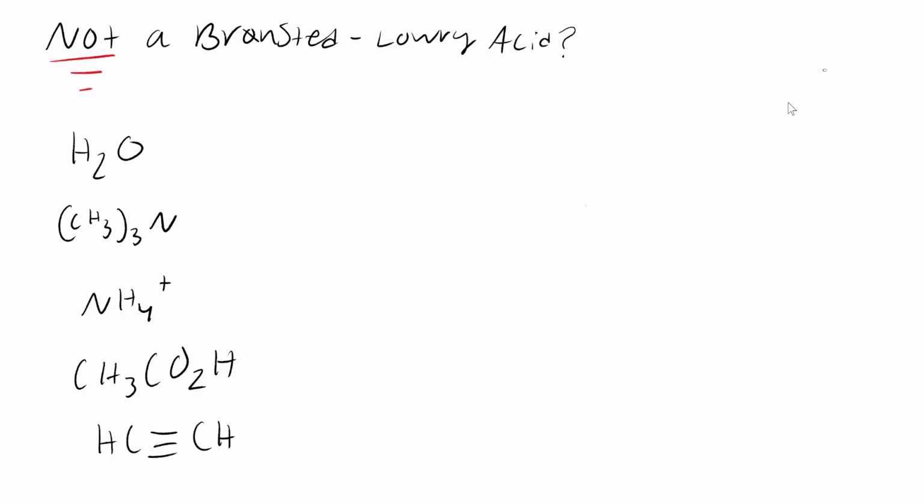Which one of these molecules is not a Bronsted-Lowry acid? Alright, so if it's not a Bronsted-Lowry acid, then we're going to be looking for a base. Okay? You should know that water is an acid and a base. It could be both, right? Since we're now looking for a non-acid, and this can be an acid, we're going to say that this is incorrect. We will skip B.